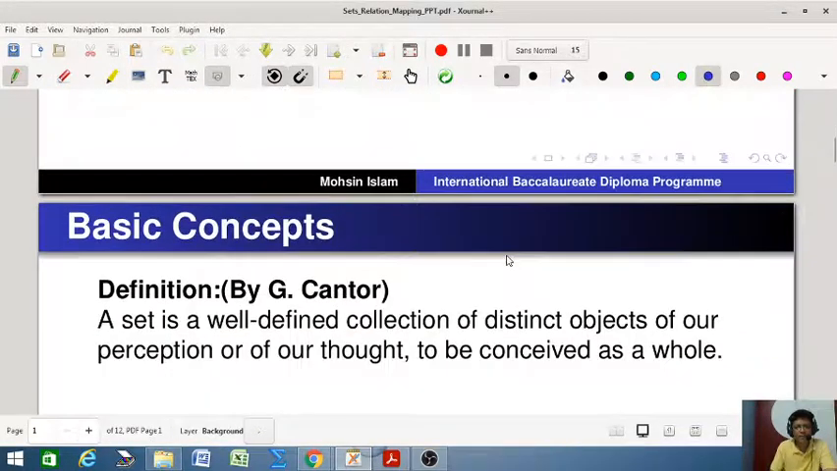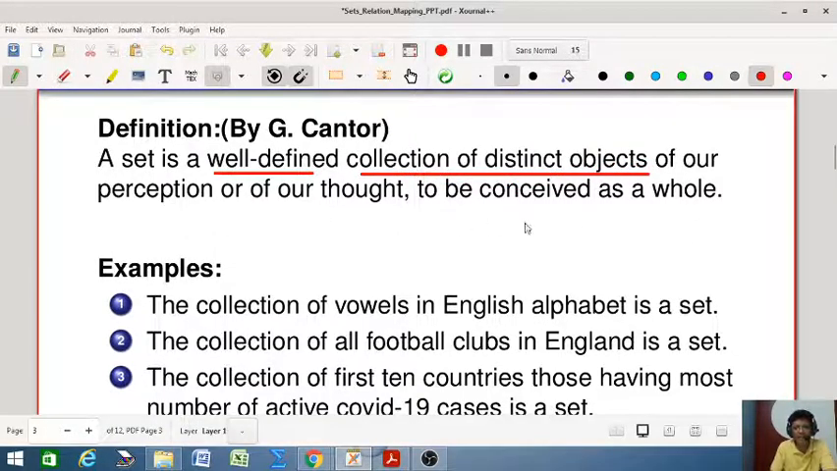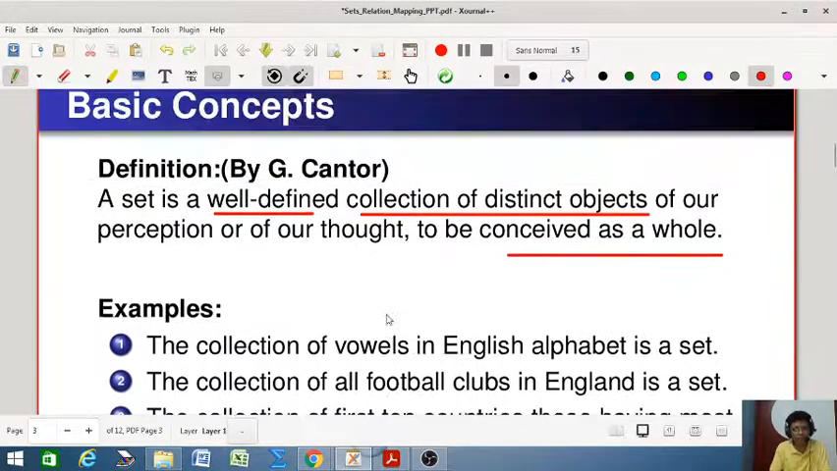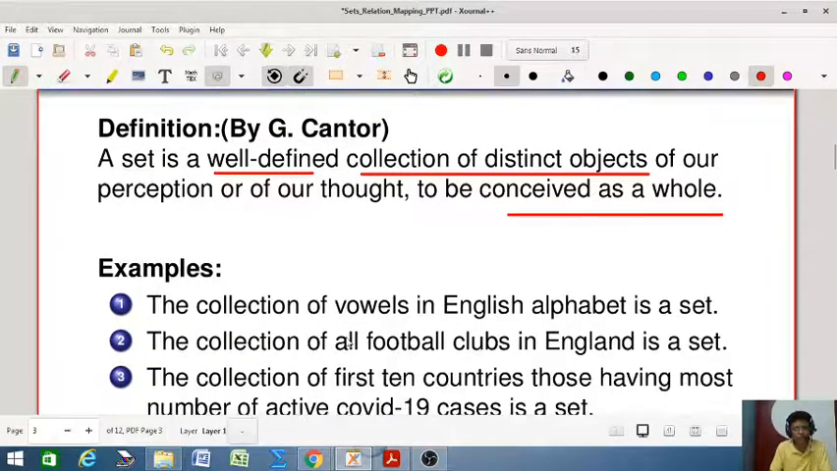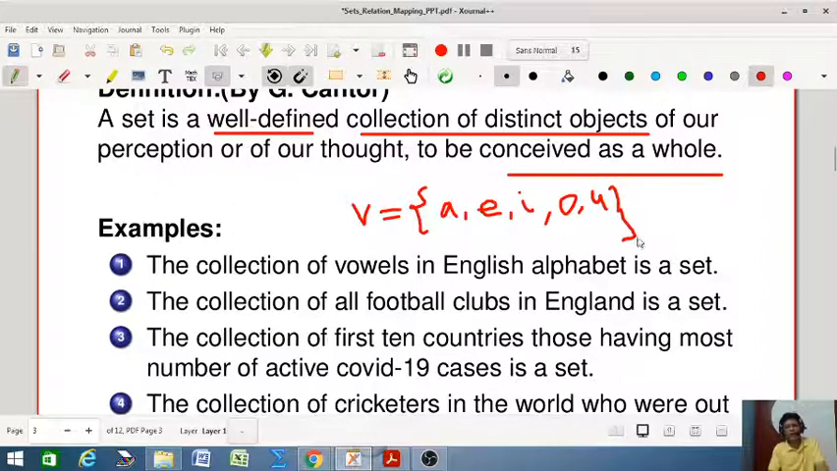Yeah, so look at the definition. I am mentioning three terms: well-defined, collection of distinct objects, and conceived as a whole. Let me give you a simple example. The first example: the collection of vowels in the English alphabet, given by V. V equals, what will be your elements? A, E, I, O, U. Absolutely correct. So these are the elements of V.